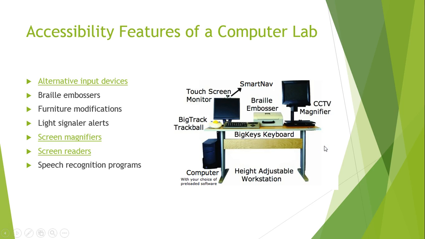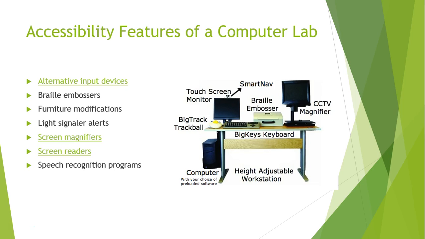So now that you know how to locate your accessibility features and to utilize them, let's talk about some accessibility features of a computer lab. It's very important that you have your computer lab set up so that it will help the student with the disability. You want to make it as easy as possible for them to utilize the information and resources there just like any other student. And so a couple of things that you can do is to think about incorporating some of those alternative input devices.